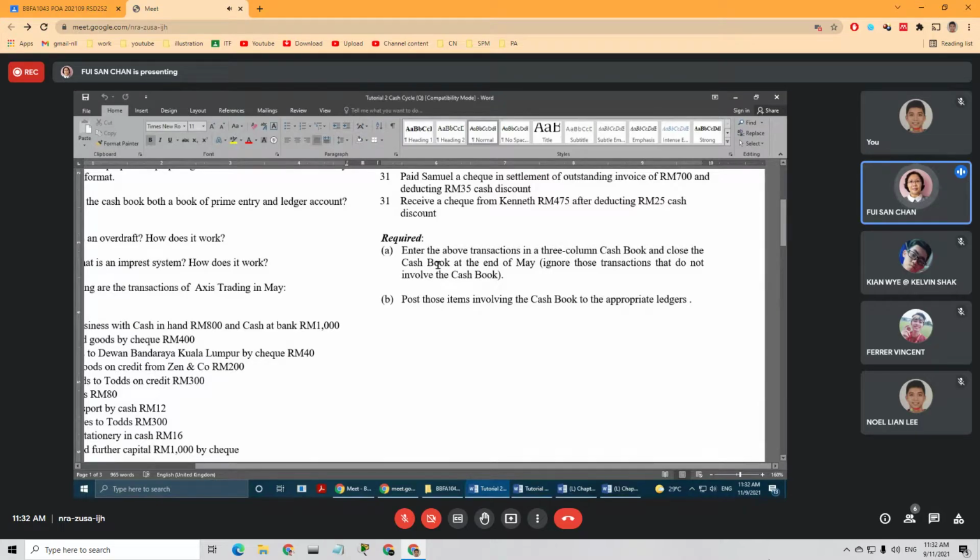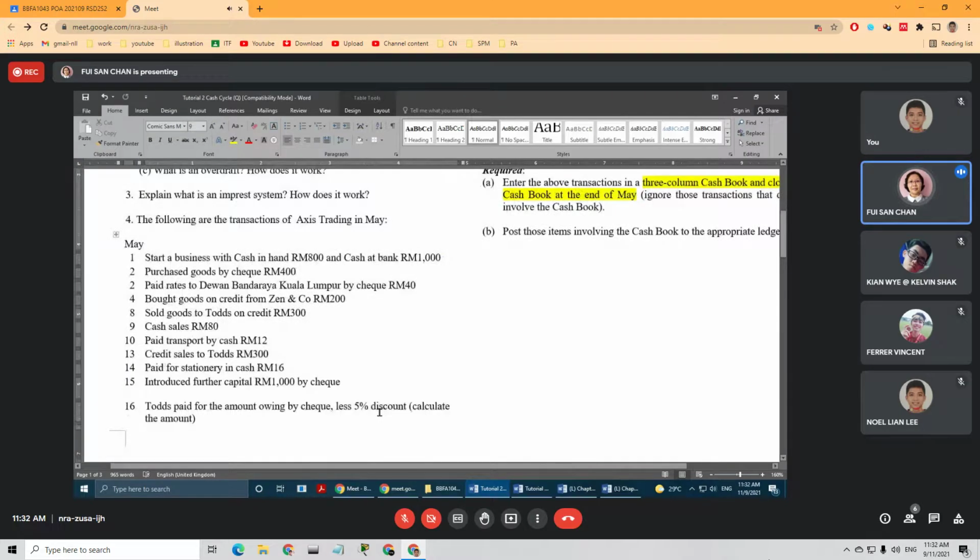So here it says, enter the above transaction in the three-column cash book, and close the cash book at the end of May. Ignore those transactions that do not involve the cash book.